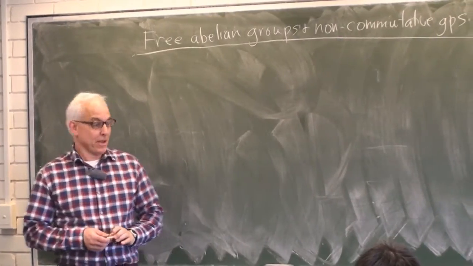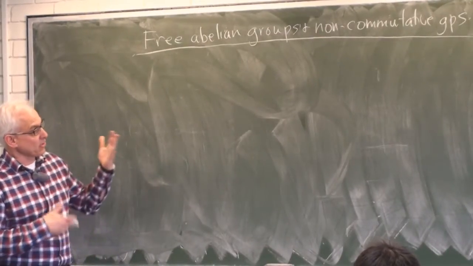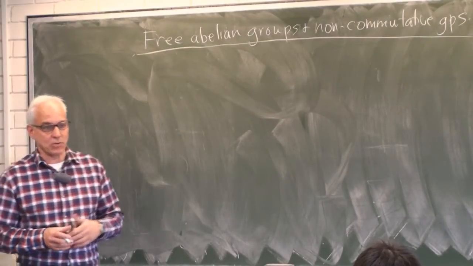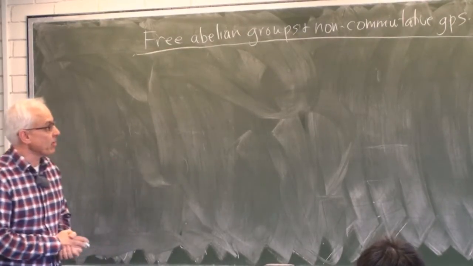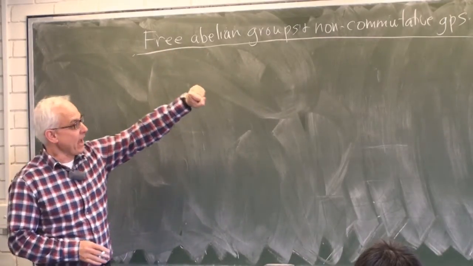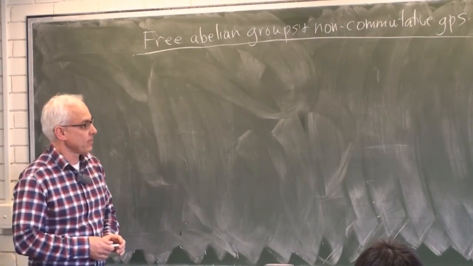Welcome, everyone. We're here at the University of New South Wales. I'm Norman Wahlberger, and we're carrying on with a sort of overview of abstract algebra in this course on algebraic topology. Today we're going to talk a little bit about free abelian groups, and then say some things about non-commutative groups.